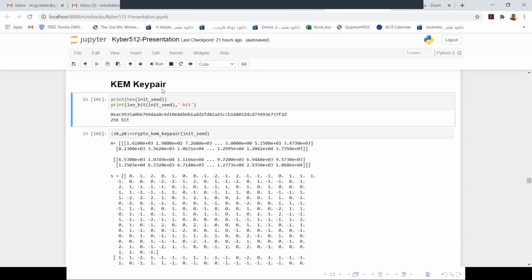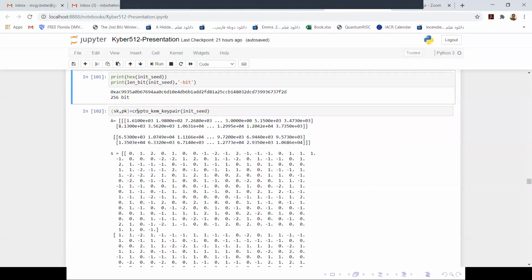I provide the version Kyber 512, which is security level 1. In this scheme, K is equal to 2. For key generation, we need the initial seed. The initial seed has 256 bits, as you see here.